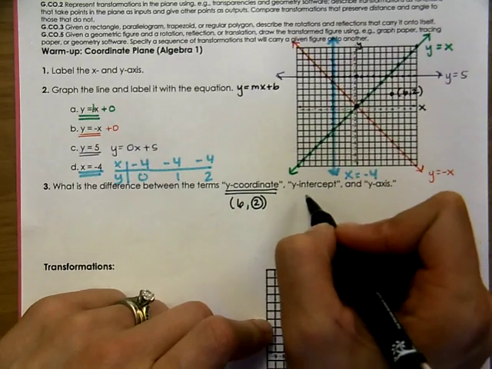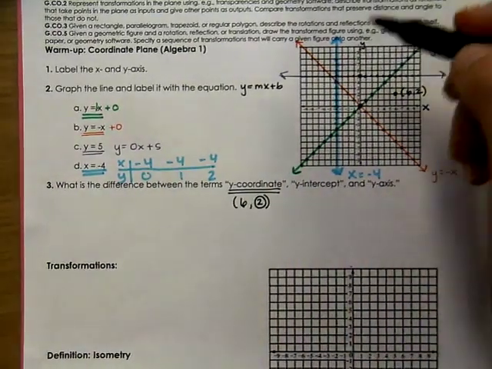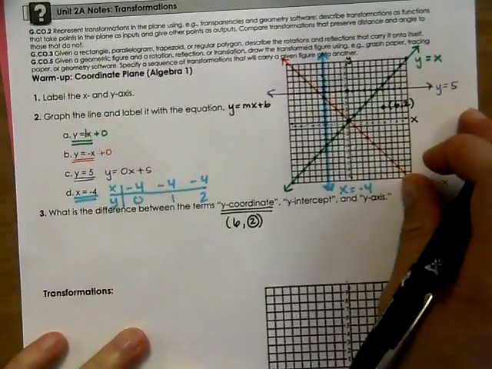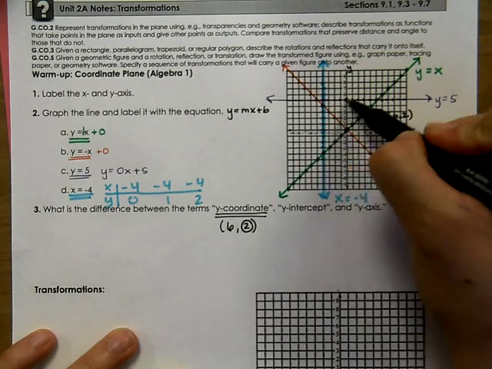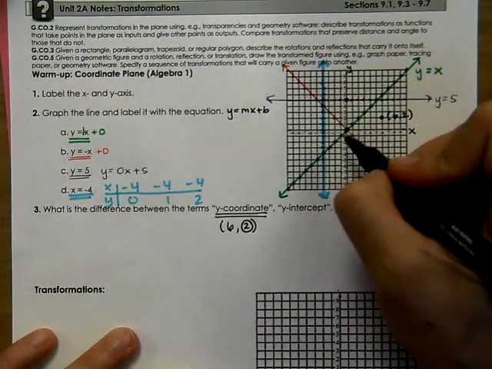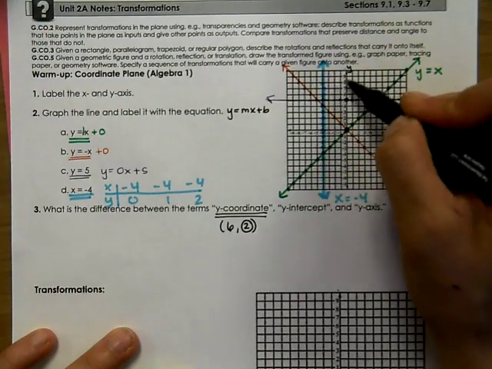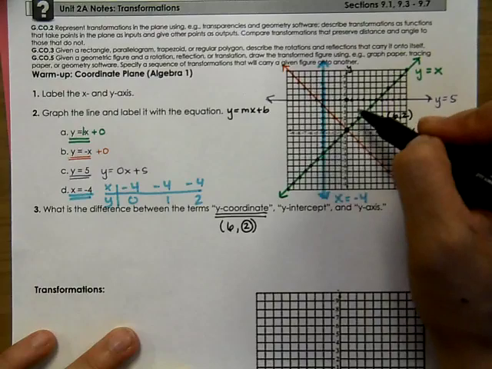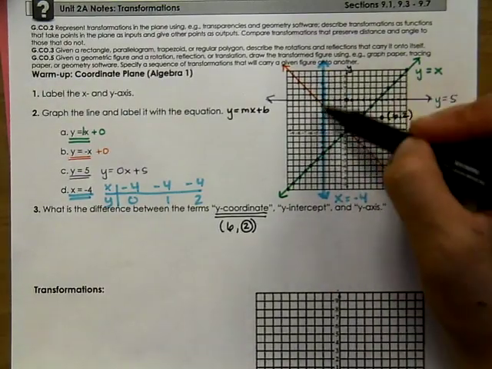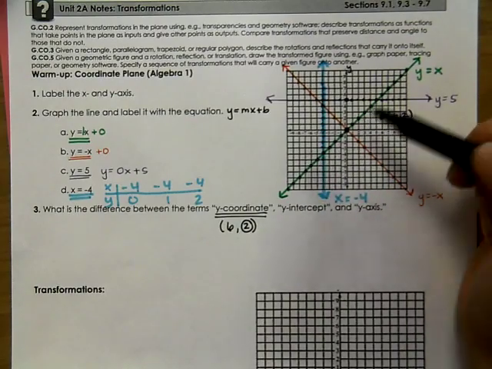The y-intercept is talking about where the graph intercepts the y-axis. So in that case, for the line y equals 5, the y-intercept would be 0, comma 5. For this line, y equals x, or y equals negative x, the y-intercept is 0, 0. So it's wherever the graph or function or relationship, whatever we're talking about, crosses the y-axis. Notice that this vertical line here, x equals negative 4, does not have a y-intercept.